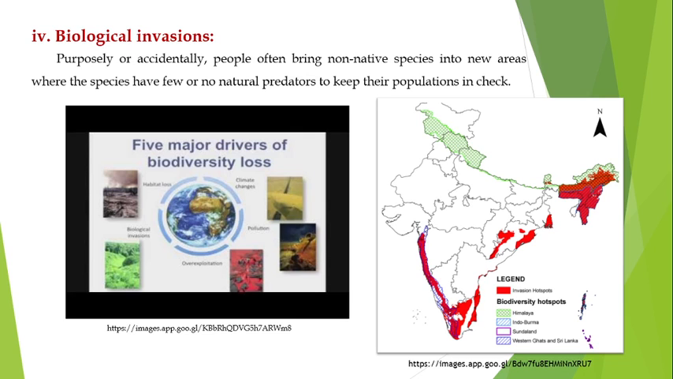Okay, then these pictures. That picture shows there is biodiversity loss in India. In India, the red shaded areas are the major biodiversity hotspots.